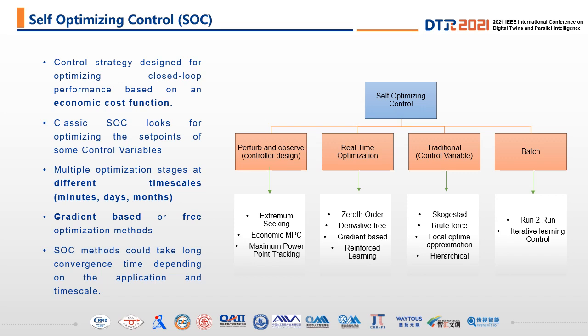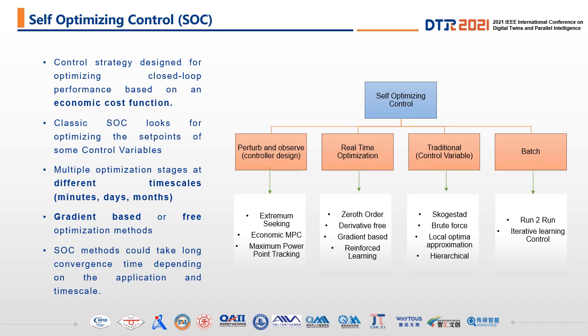Okay, to begin, self-optimizing control is a control strategy that is designed to improve the performance of the closed-loop operation of a system based on an economic cost function. In the classic self-optimizing control, basically it's looking for how to optimize the control variable set points in order to improve that performance.